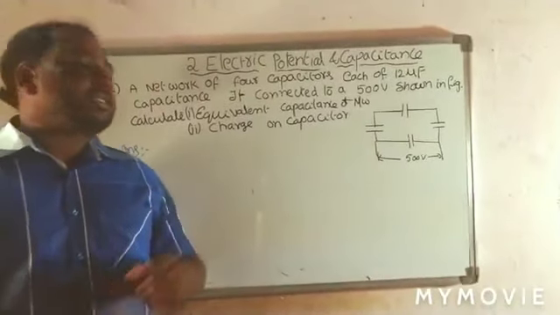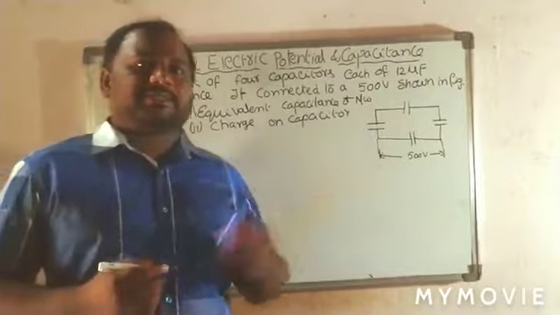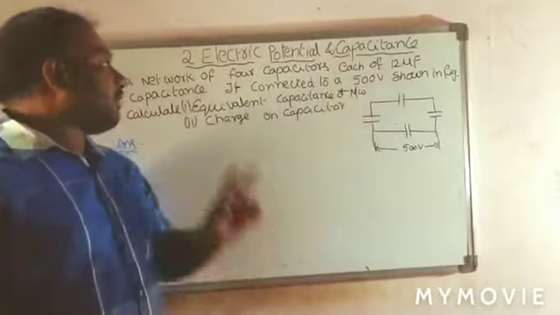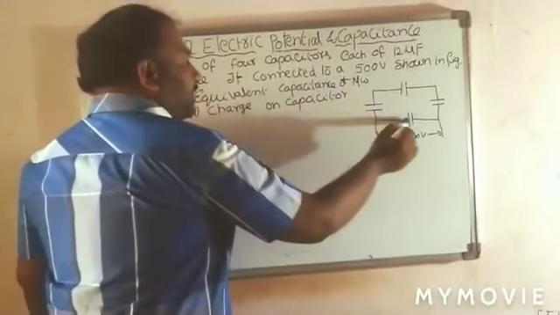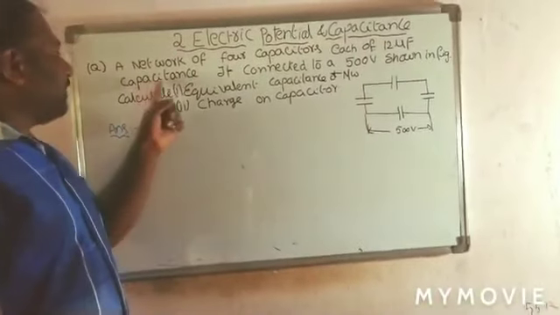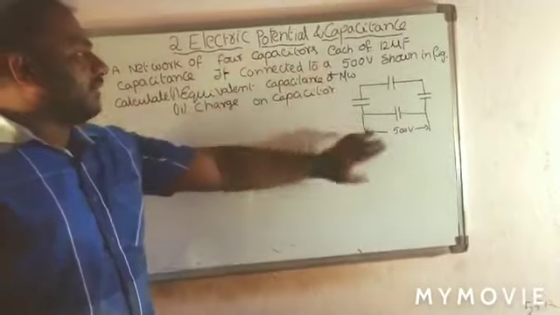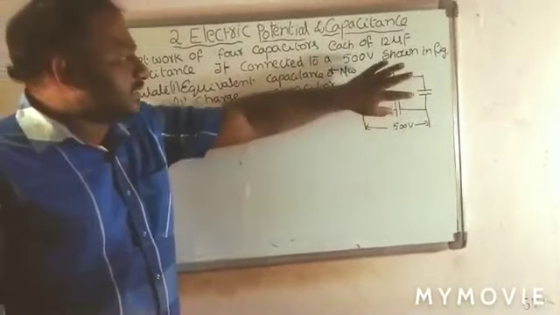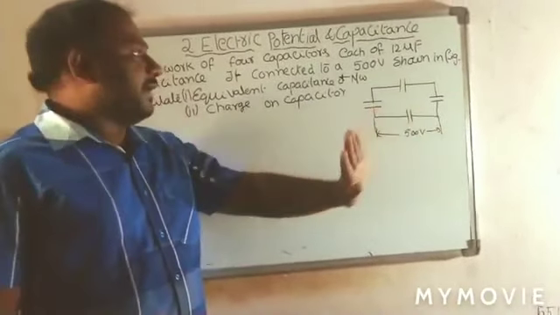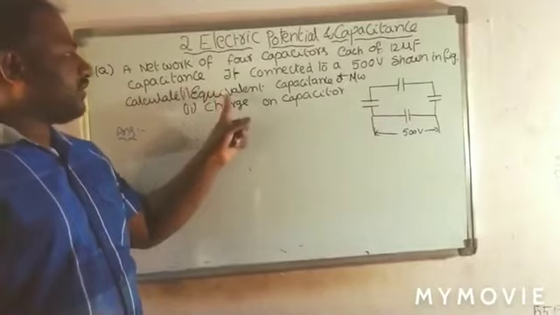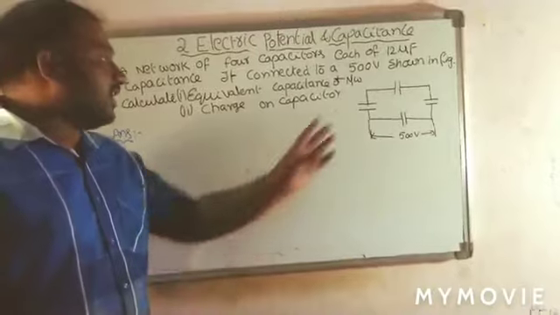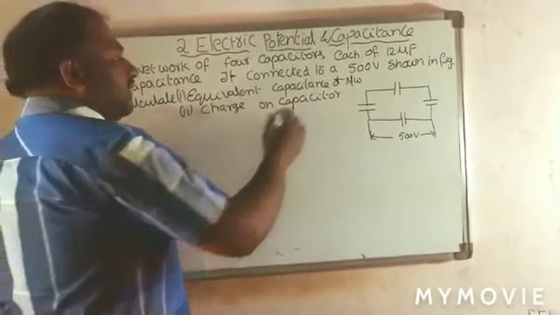Now we see some problems on capacitance which were given in previous papers. See here, a network of 4 capacitors, each of 12 microfarad. Here 4 capacitors are connected in this network and each capacitance value is 12 microfarad. It is connected to a 500 volt battery as shown in the figure. Now calculate: the first question is the equivalent capacitance of the network, and the second question is the charge on each capacitor.